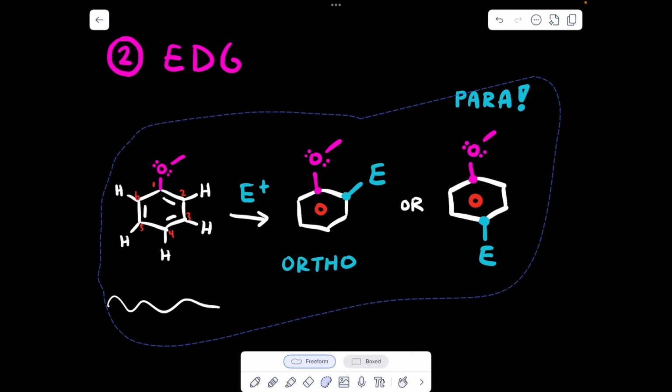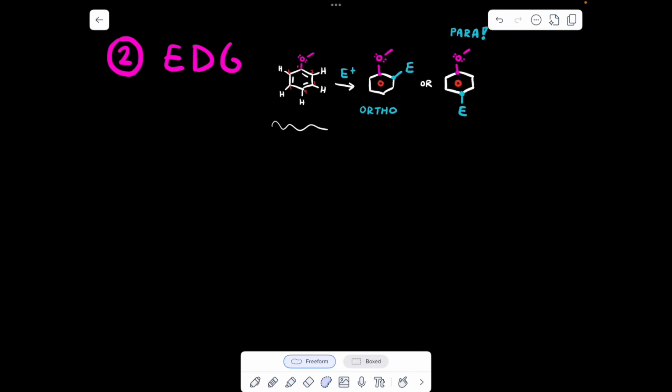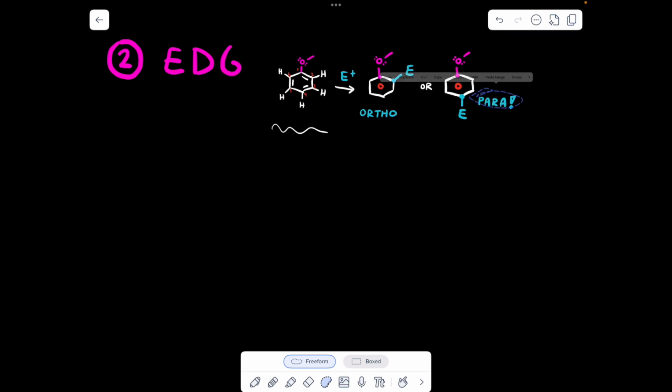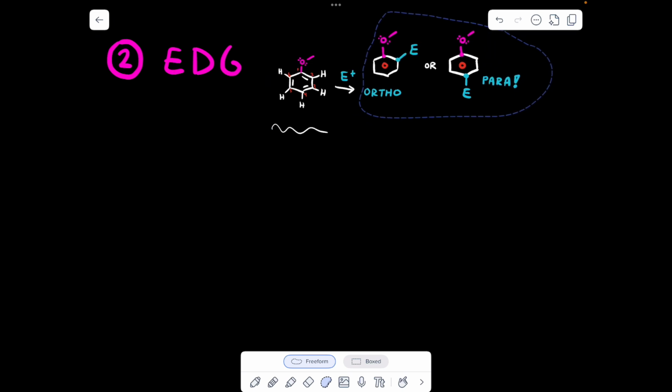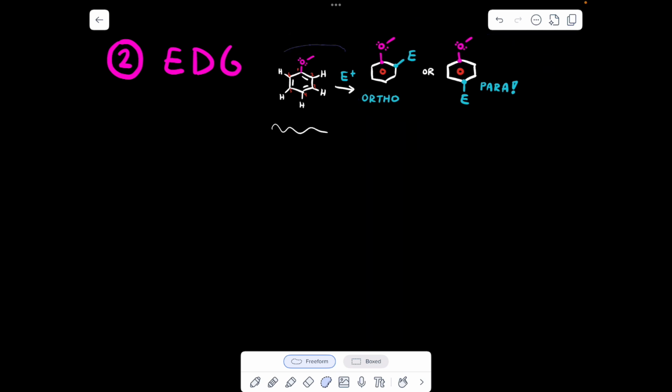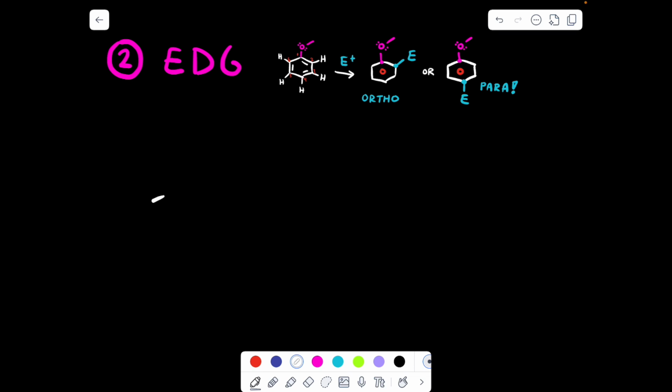Let's put this up here in the corner. We're just going to remember that, right? Electron donating groups add E+ to the ortho and para positions. Going to put this in my little memory, or my big memory. But let's redraw methoxybenzene, because we got to draw some resonance structures.